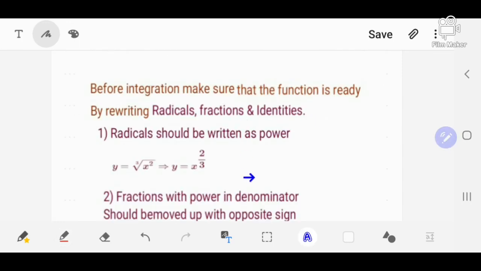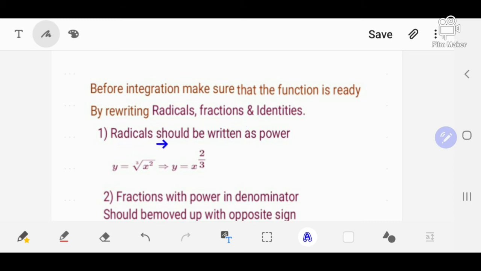So now, in order to be able to use the rules of integration, you have to do something before that. So before you integrate, make sure that the function is ready. What do I mean by ready? I mean it has no radicals, fractions, or identities. How am I going to do this and why?